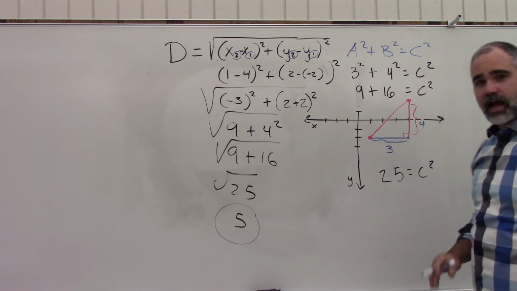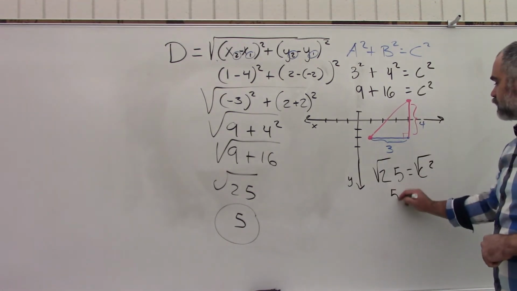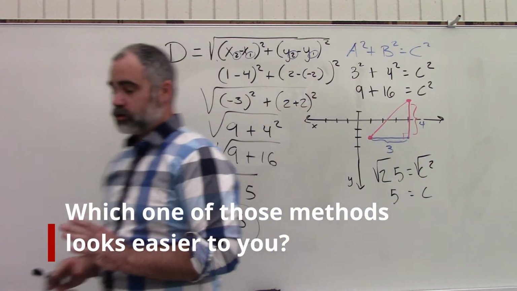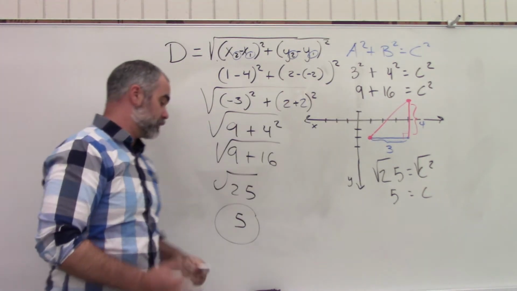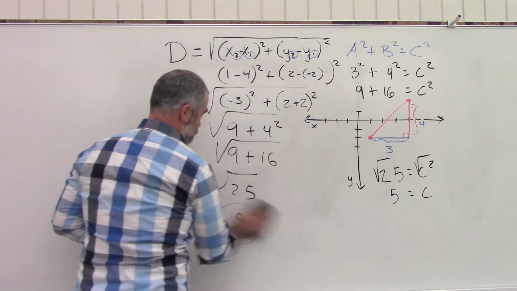How do you get c by itself? Take the square root, and you get 5. And that's all you have to do. You don't need to do a big, horrible distance formula. You just need the Pythagorean theorem. Let's do one more example, and I'll show you just how quick and easy this is.